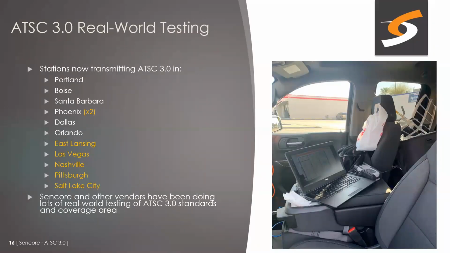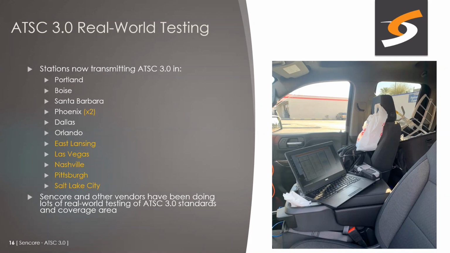I did update this slide as well here. So the new ones since this spring are the ones highlighted in orange there. Where there were 6 before, now we've got 12 on the air throughout the country. Sencore has participated in a number of the test groups, and we've traveled out to some of these sites and done some real world testing and signal captures just for our own products and development. So it's out there on the air.